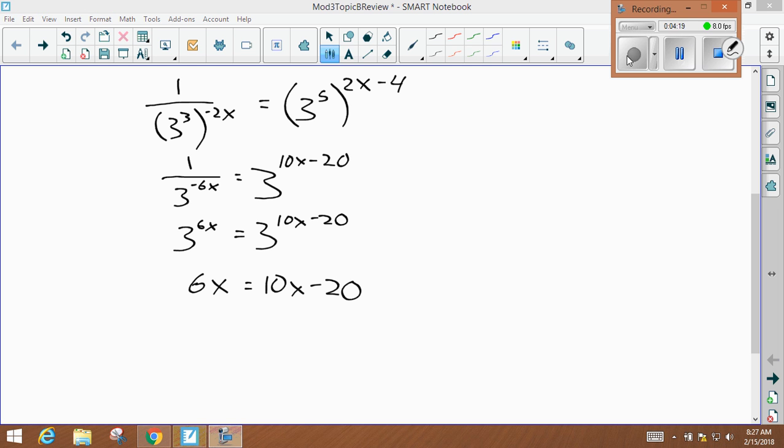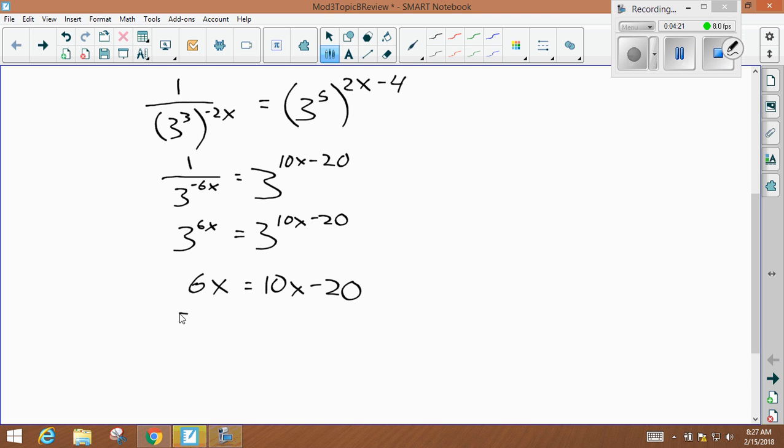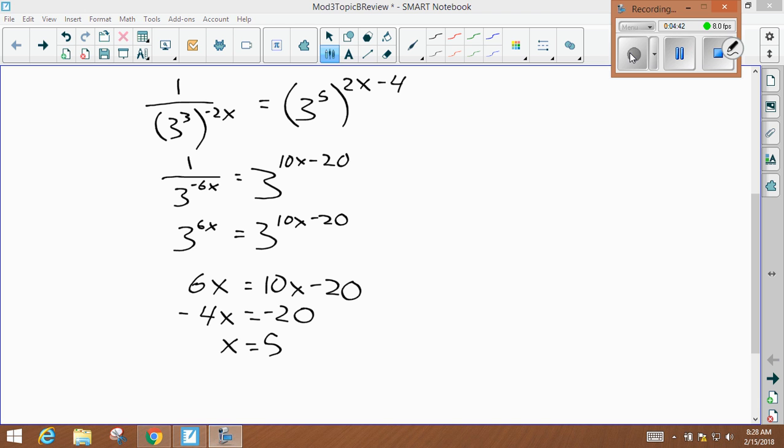All right, so now I need to solve this. So I subtract 10x from both sides, and I get negative 4x equals negative 20. And then I divide both sides by negative 4, and I get that x is equal to 5. And we're good. Moving on. Next one.